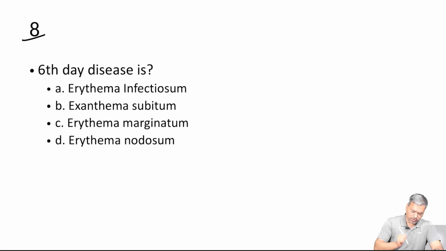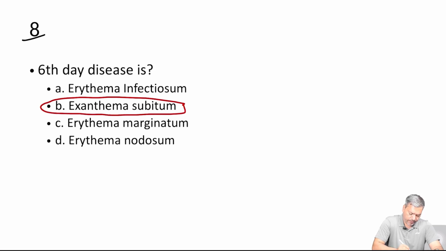So this is a pretty simple one. Sixth disease is exanthem subitum. Exanthem subitum is caused by human herpes virus 6. So this is exanthem subitum.